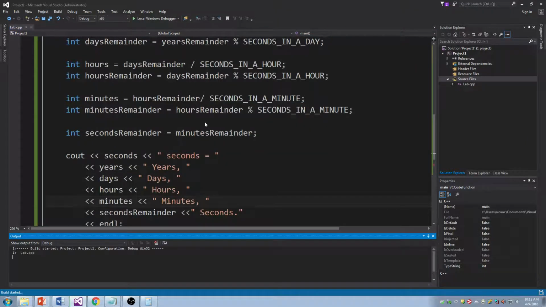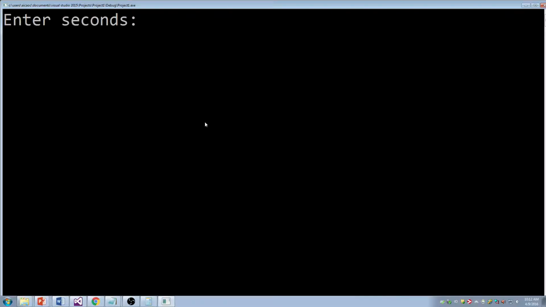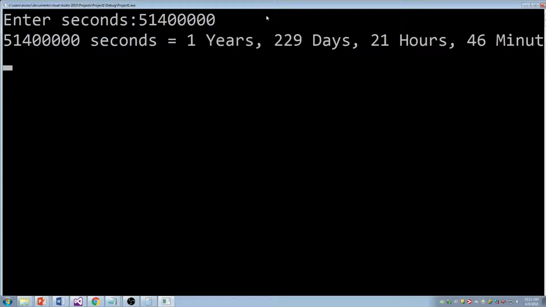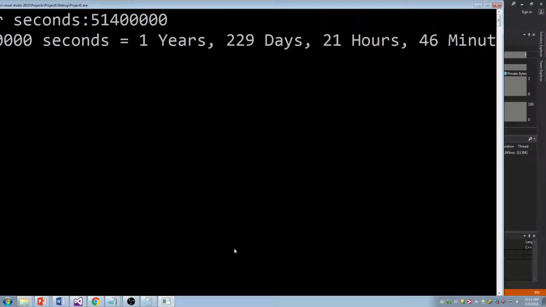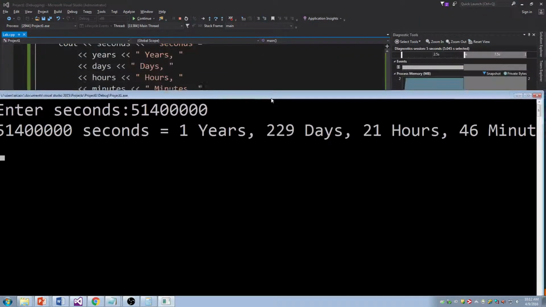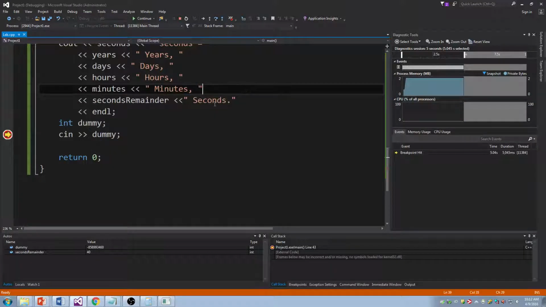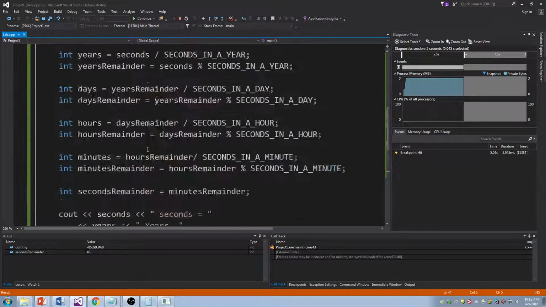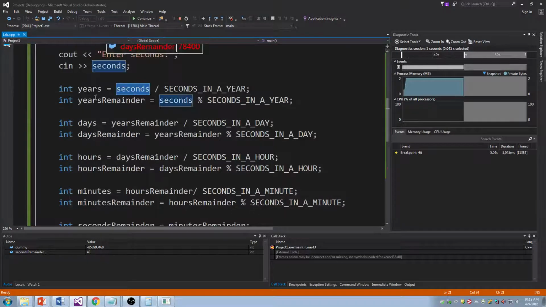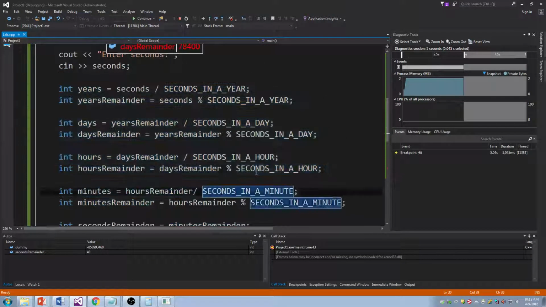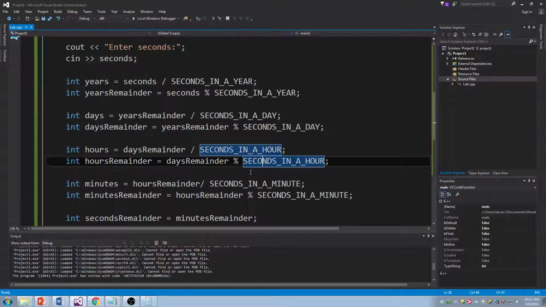Now if I type in something much larger, I can get 1 year, 229 days, 21 hours, 46 minutes. So it keeps going. You can do decades, centuries, that kind of thing. The same concept applies. You're basically breaking down this big number into smaller and smaller numbers until you finally have something reasonable.